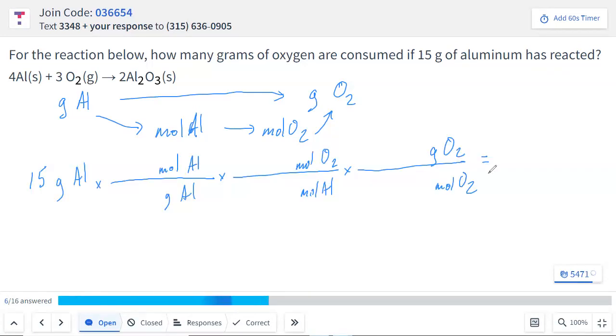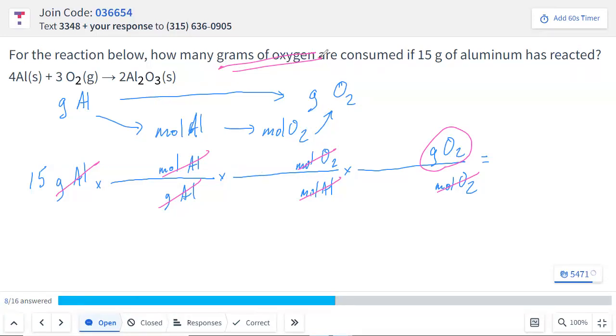Right, so organizationally, this is the kind of thing that we're looking to do. We need to turn the grams of aluminum into moles. We need to turn the moles of aluminum into moles of oxygen. We need to turn the moles of oxygen into grams. So each one of these arrows needs to be represented by a conversion. And if we've done our conversions properly, everything is canceling out except for the grams of oxygen, which is what we're trying to find, since that's what the question asked us for.